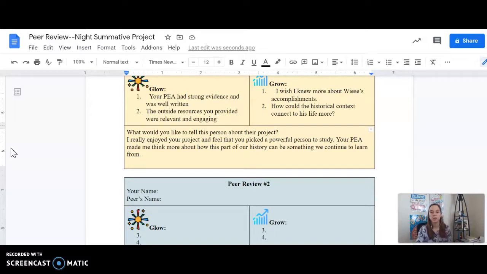I really enjoyed your project and feel that you picked a powerful person to study. Now that's pretty generic, right? If I see that on yours, I'm going to say, try again, tell me more, right? Your PEA made me think more about how this part of our history can be something we continue to learn from. Once again, that's really generic. If I see you guys writing these things, I'm going to be like, great try, let's do that again. You know how to fill that in more purposefully for the person that they studied, right? But these are just some ideas to get you thinking. What would you say to them if you could, okay?